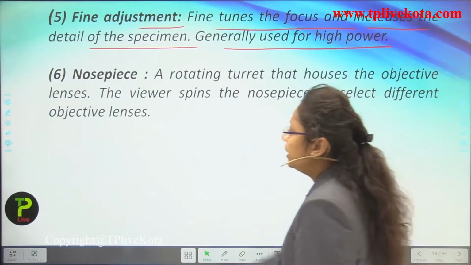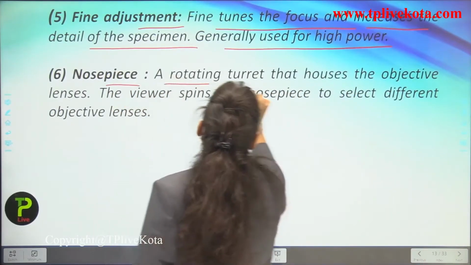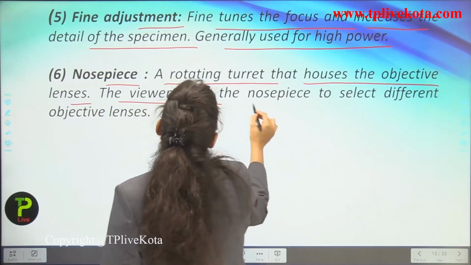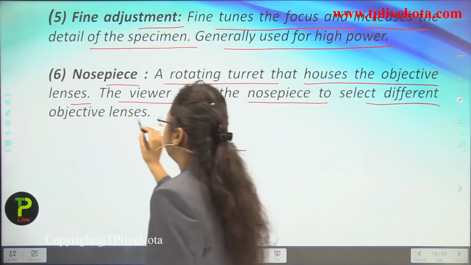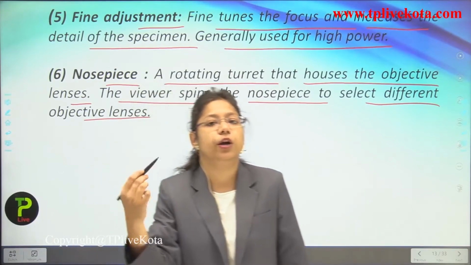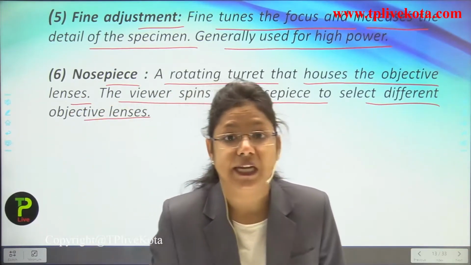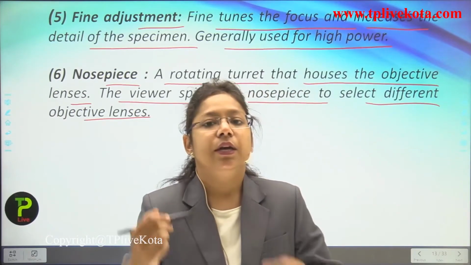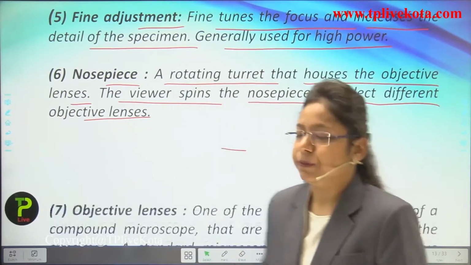Next is the nose piece. It is a rotating turret that houses the objective lenses. The viewer spins the nose piece to select different objective lenses. So if you want to select a different objective lens to view your specimen, then you have to adjust the nose piece.